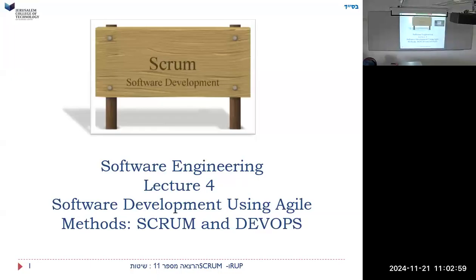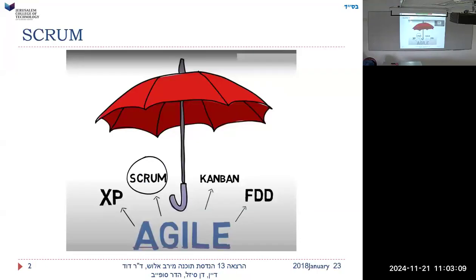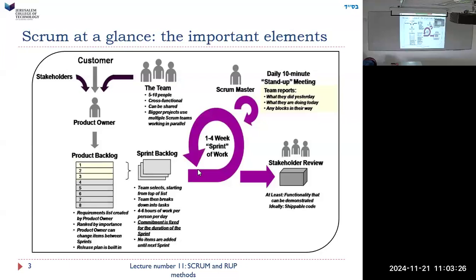Okay, we're in lecture 4 on software engineering, software development using agile methods, Scrum, and DevOps. Here's a nice picture. I guess within agile, there's Scrum. There's also Kanban. The other things we're not going to talk about. Kanban we'll talk about.